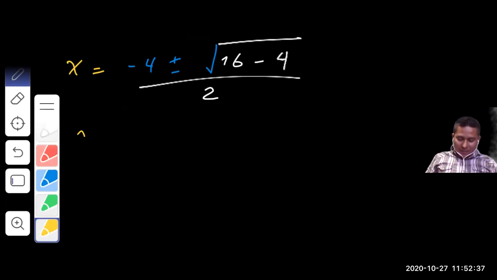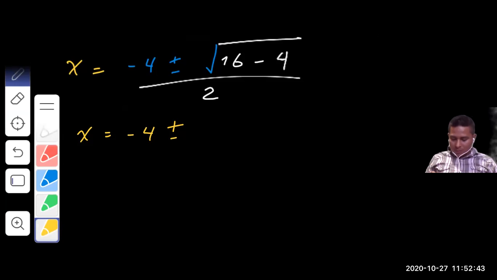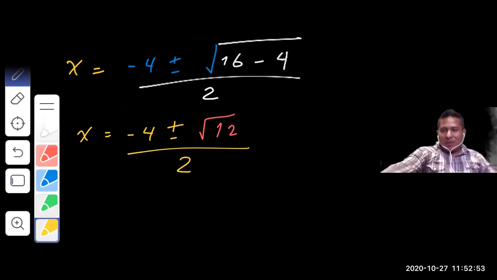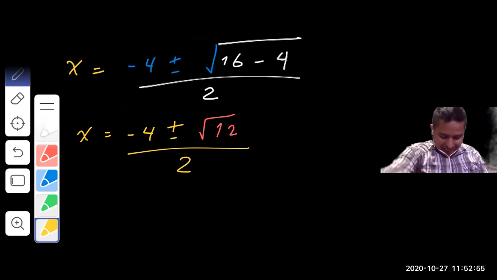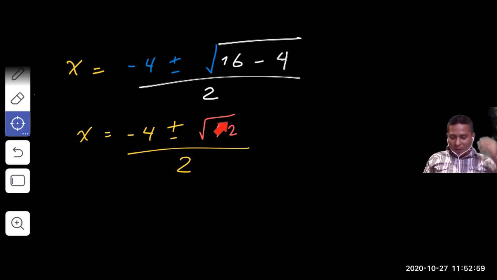Okay, let's try to simplify. -4, I just copy it, plus minus. This, guys, what is this? It's 12. It's square root of 12, all over 2. Okay, if you remember, in the last example that I explained, guys, we used to get a perfect square here, right? Like 81, 121, 25. And this is a little bit different.